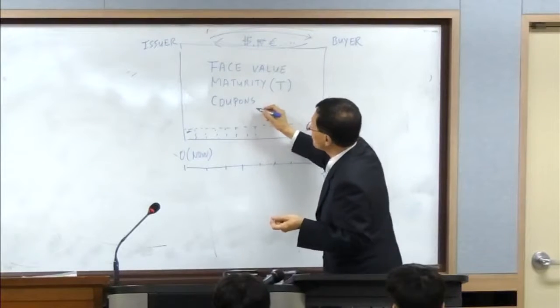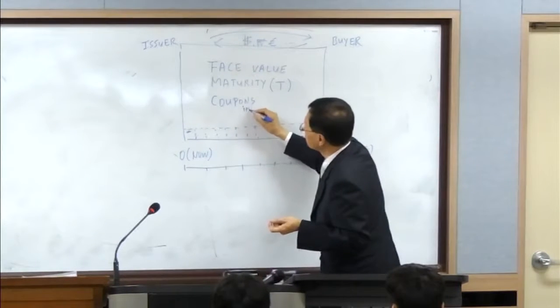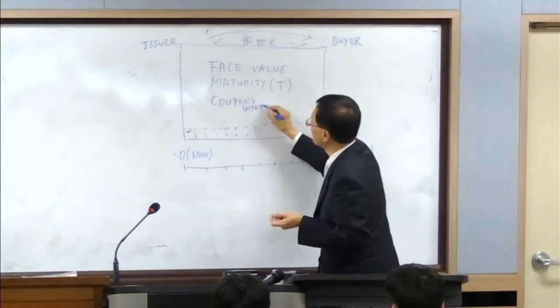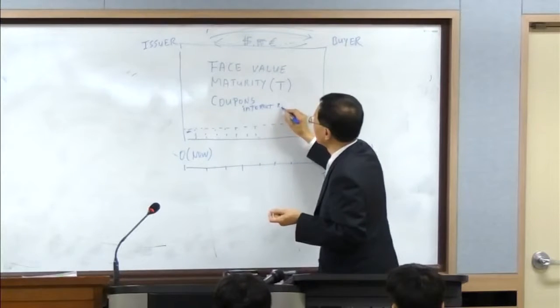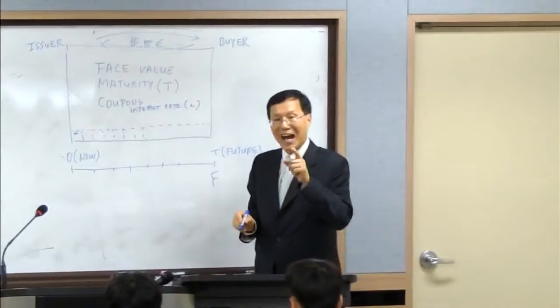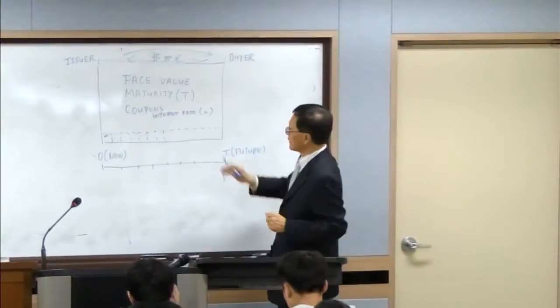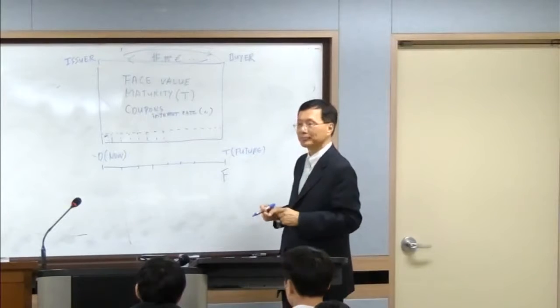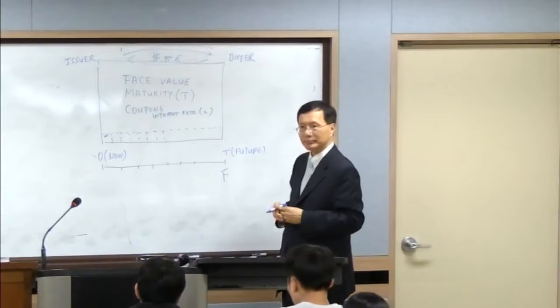Coupons. And coupon interest rate is sometimes denoted by I, interest rate I. This is different from R. Okay?